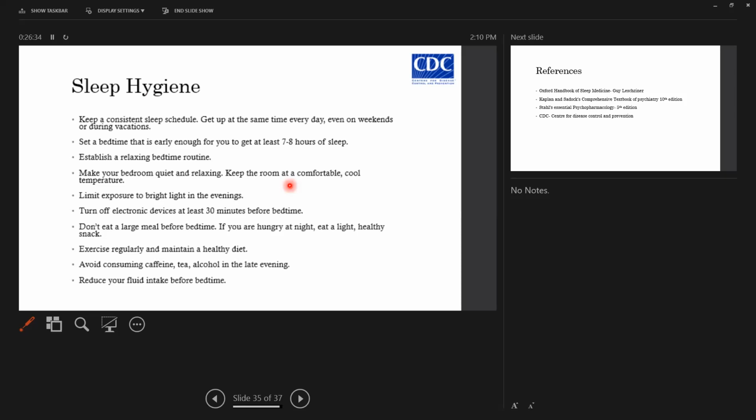Make your bedroom quiet and relaxing. It should be dark. The exposure to bright light should be limited. All the electronic devices which give blue light should not be used at least 30 minutes before bedtime. A large meal should be avoided before bedtime. Exercise should be done daily. A healthy diet should be maintained. Tea, coffee, or alcohol, all the other stimulants, should be avoided in the late evening. And fluid intake should also be restricted before bedtime.